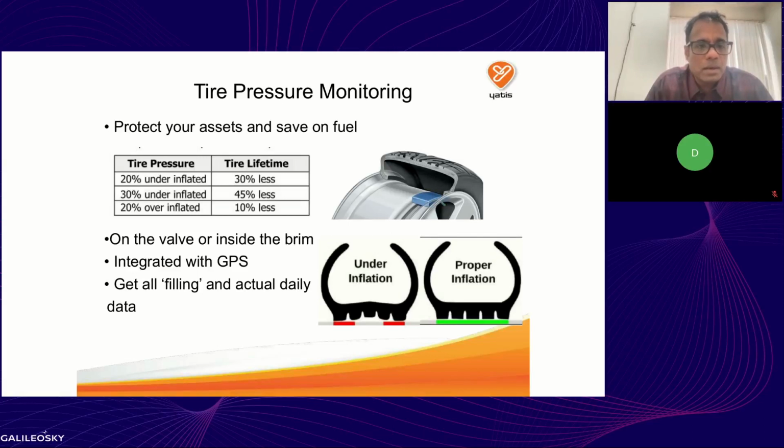There are ways in which we support multiple tire pressure monitor sensors. They could be based on the valves or on the rim, either way depending upon the vehicle. For mining vehicles, it's usually valve sensors that work. It's integrated with GPS, so you can get exact access to what's happening on your vehicles.